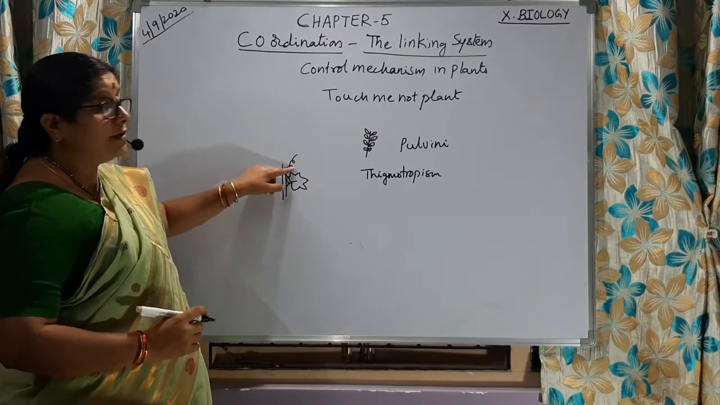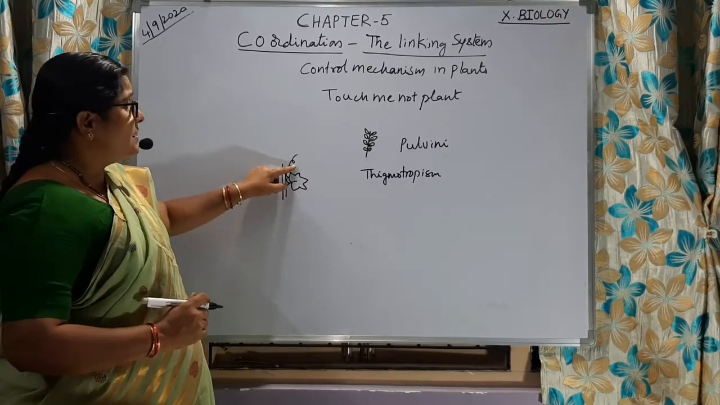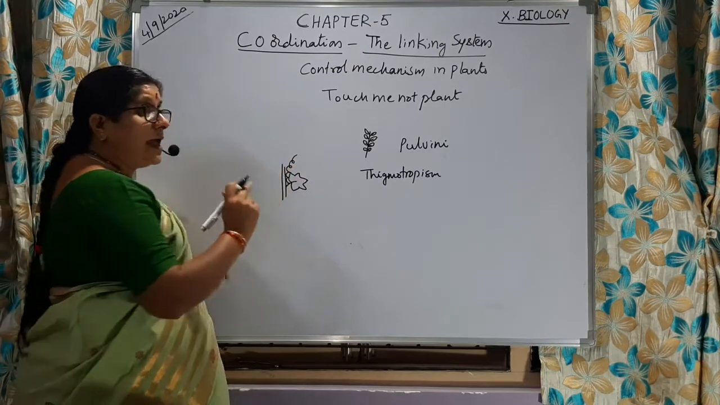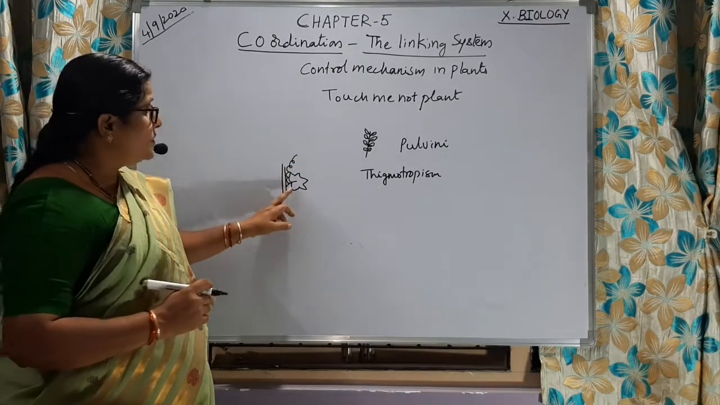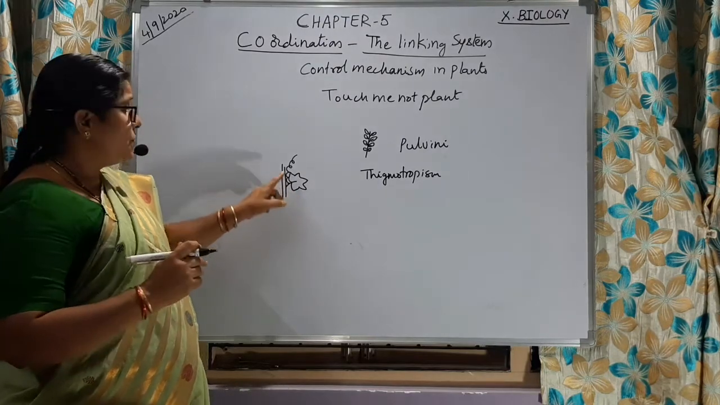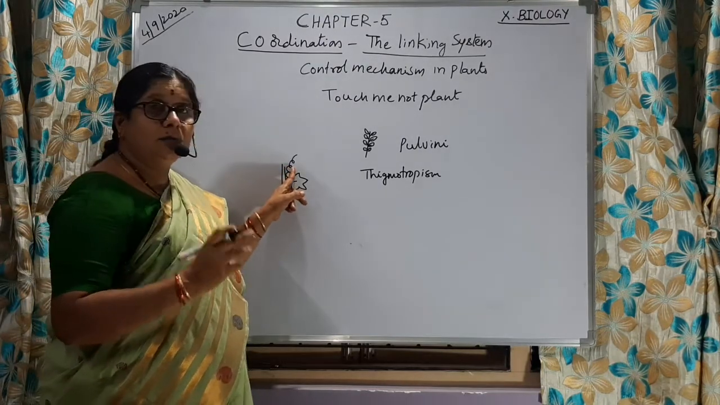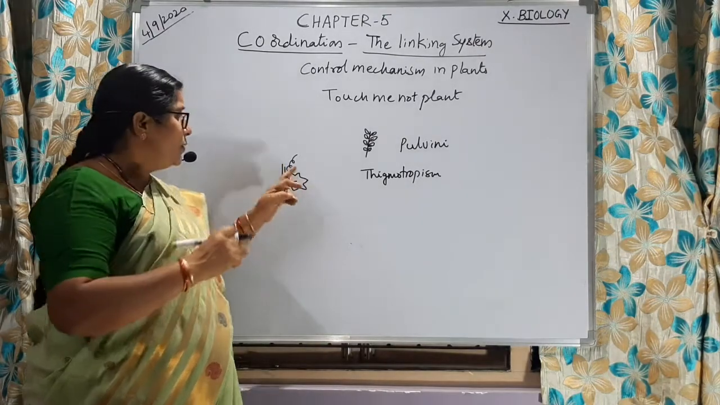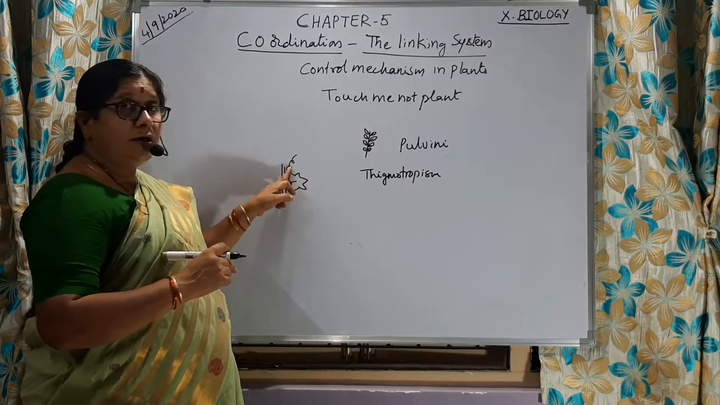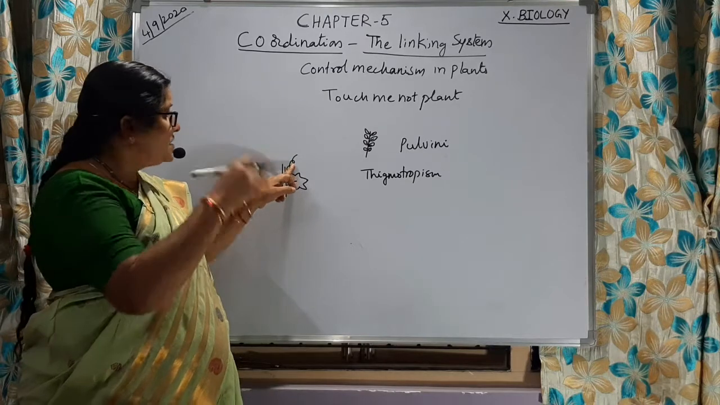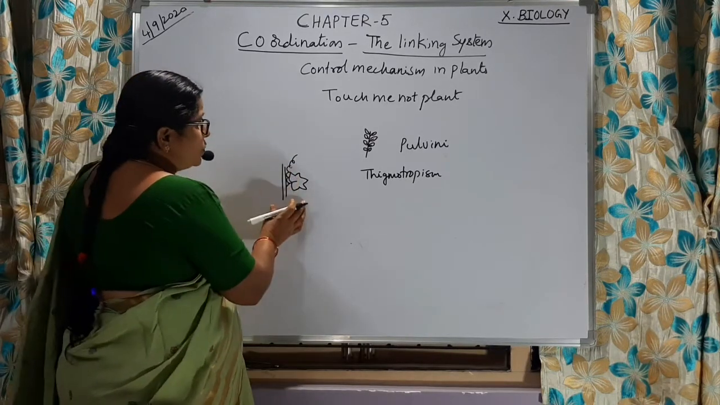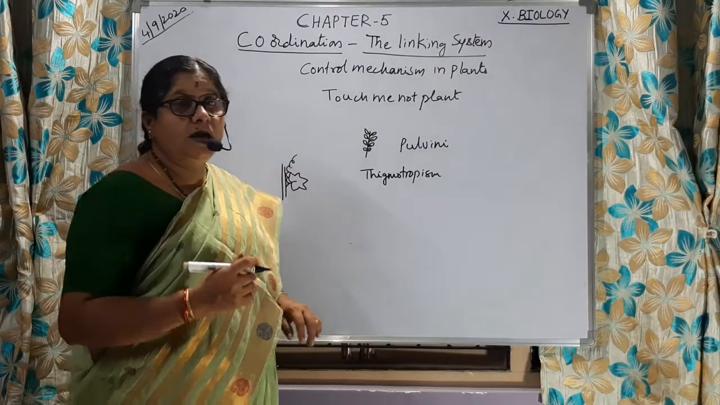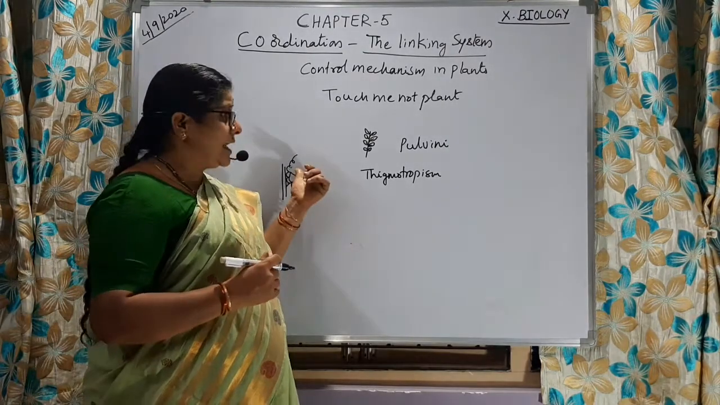So what do we call that? That is called a tendril. In what way is this tendril going to help? It helps in giving support to the creeper plant. How does it give support? It twines around the support, any other plant or stick, and then it grows. That is also one kind of response to the stimulus. That is also touch.